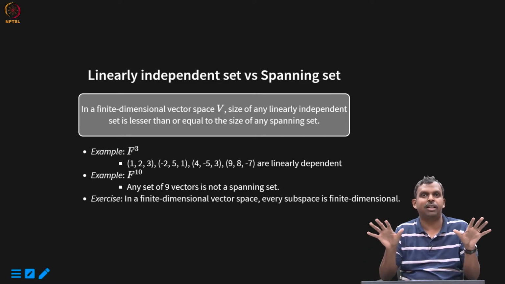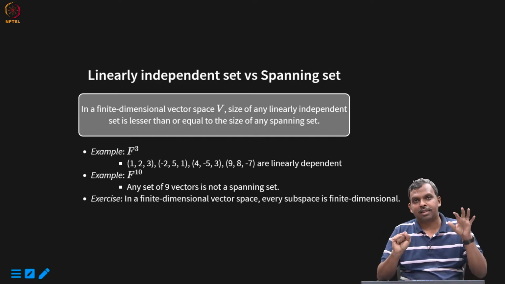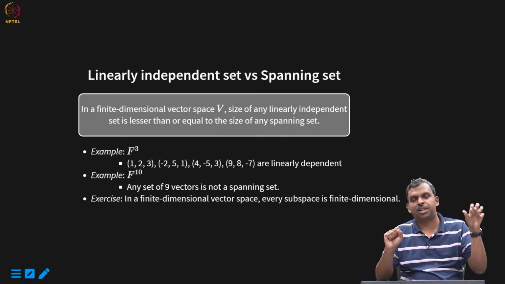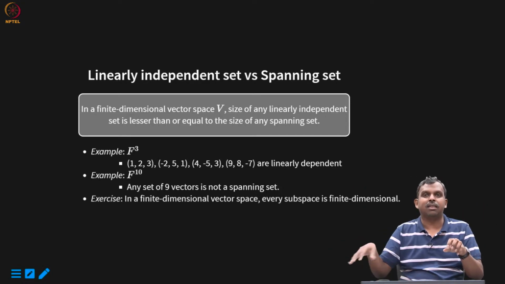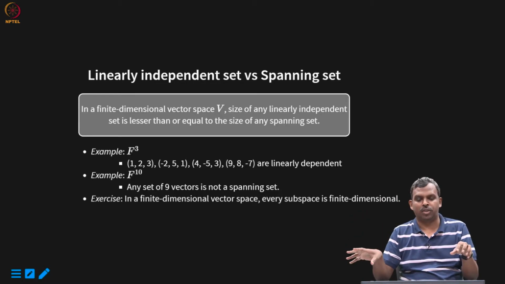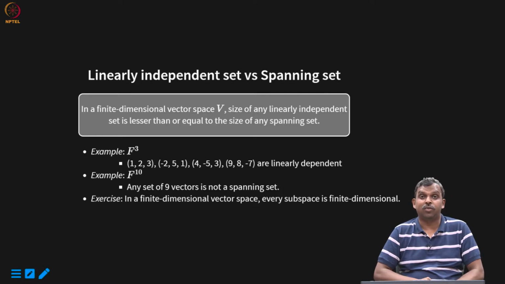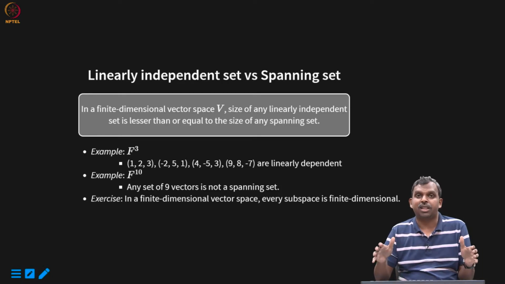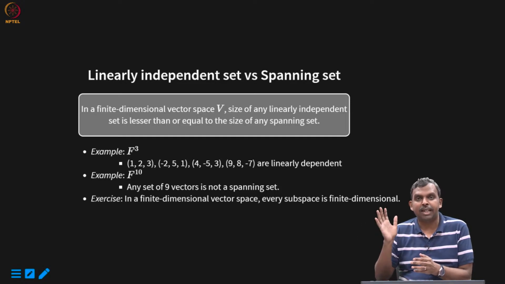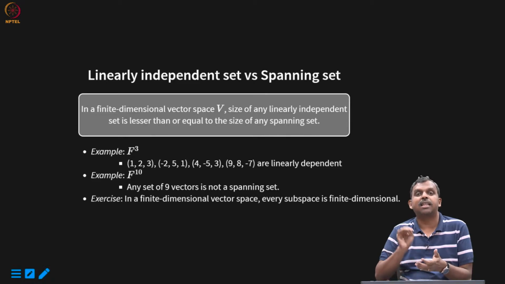So you have two different types of sets. One says it is linearly independent: no non-trivial linear combination can give you a 0. Another is a spanning set: every vector is a linear combination of this. Now, it turns out the sizes of these two sets are related in some way. There is an ordering in the size, and that is the result here. This result is very important. In a finite dimensional vector space V, the size of any linearly independent set has to be lesser than or equal to the size of any spanning set.